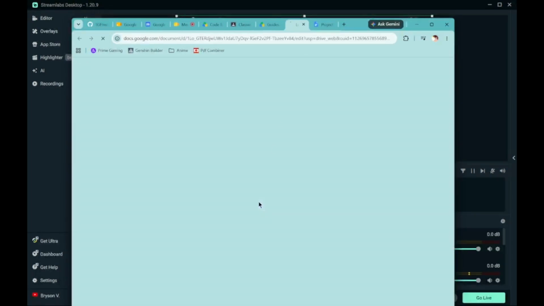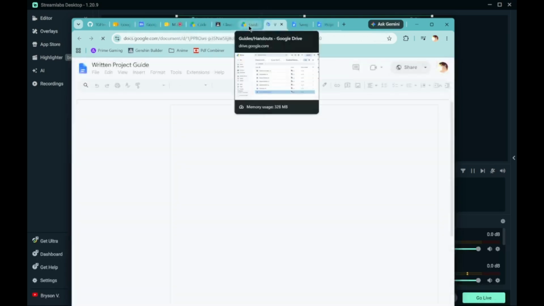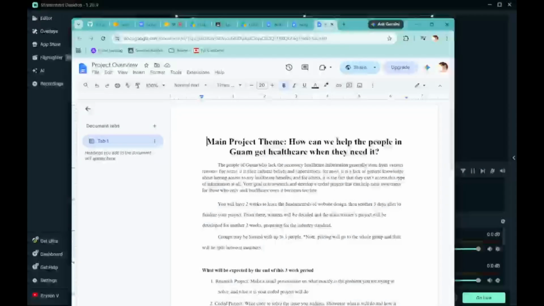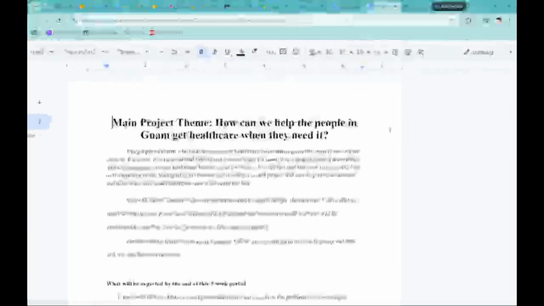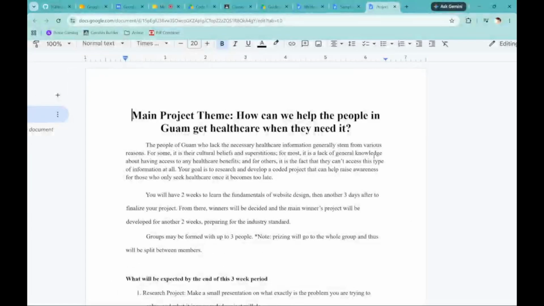You have your sample solution, which is something that one of the people at Tomo Guam Foundation made for us. And then you have the written project guide, which is mainly what I wanted to go over today. So first of all, as we explained in our first workshop, this is the project overview, where the main project theme is how can we help the people in Guam get healthcare when they need it.